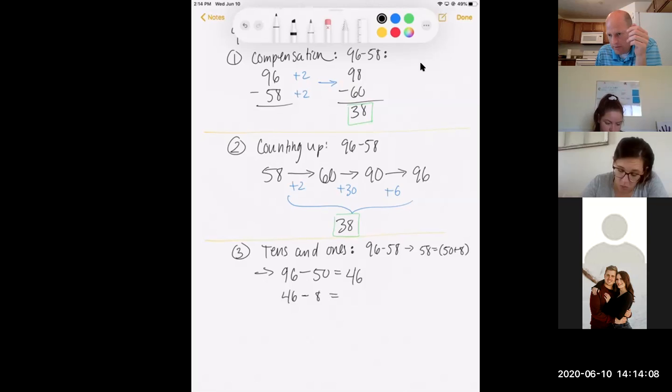And here you'll have to do a little bit of regrouping in your head, where you break up the 4 into like 3 and 1. Or what I do is I just say, okay, 46 minus 8 is 30 something, but I know that 16 minus 8 is 8. All right, so that's the tens and ones. Number 4 is breaking up.